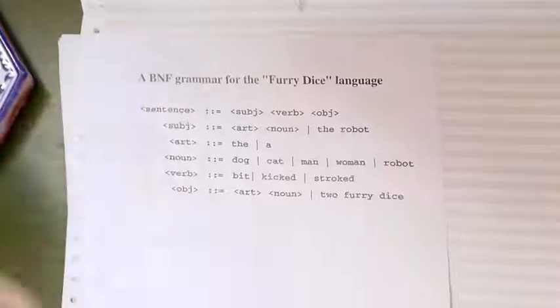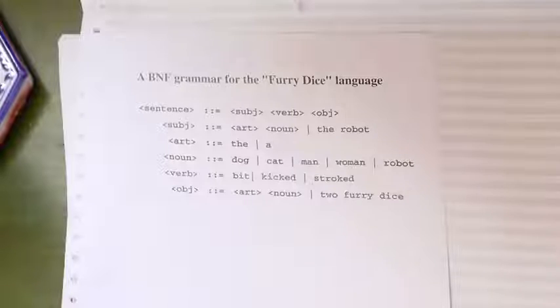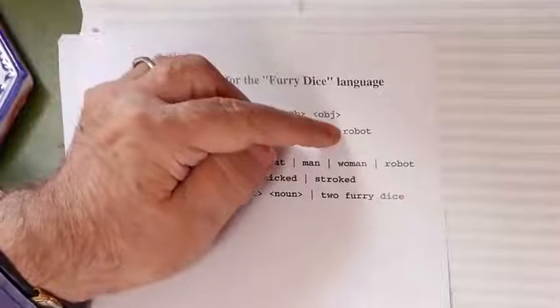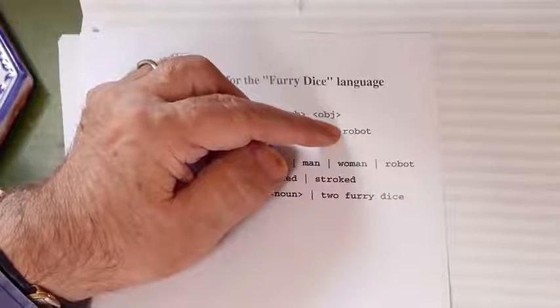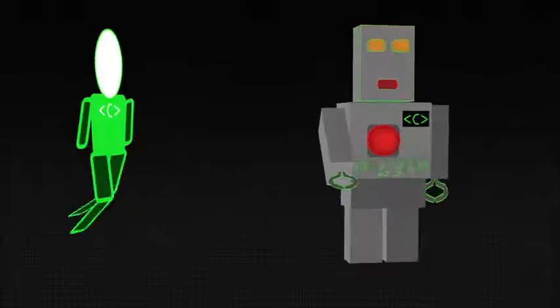What I'm saying up at the top of the grammar, using the angle brackets for what's going to become parts of a so-called parse tree: a sentence is defined as a subject, then a verb, then an object. That's the most common form of English sentence. The subject is the personal thing doing the action. The verb says what the action is, kicked, bit, stroked, whatever. The object says what it is doing it to.